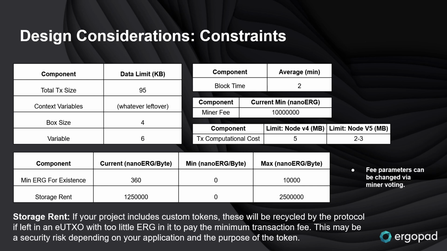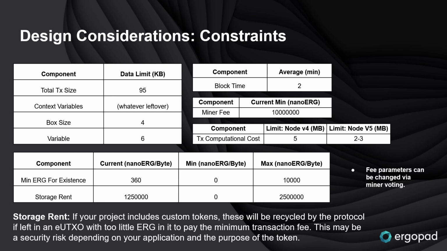So we have the total transaction size, which is 95 kilobytes. So this is data in the registers of all the boxes, the input boxes into the transaction, but then also the context extension variables and then your size of their contracts and everything. The context variables will be whatever is left over. So you could do 95 minus the box size and the variables, and then whatever is left is what you could use for context variables if you wanted to include them.